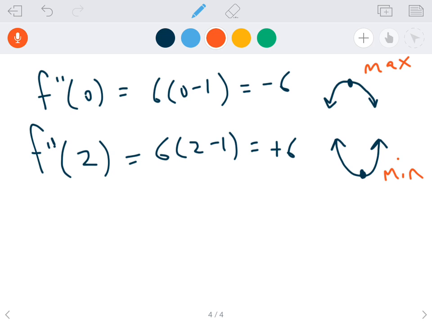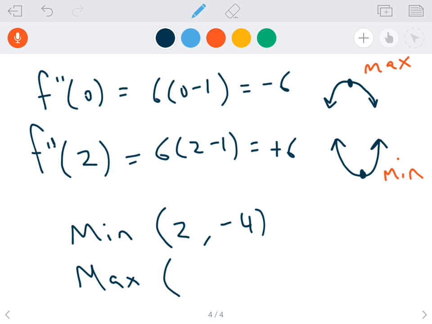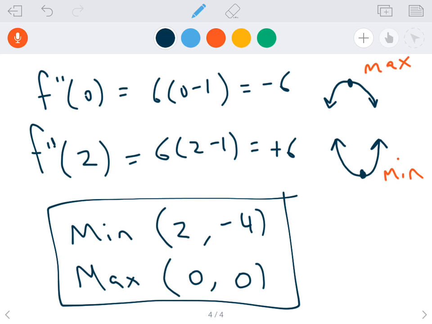Once again, I can't leave this for my answer. I need to list out the coordinate points. So my minimum occurs at an x value of 2. And if I plug 2 into the original function, I'll get 8 minus 12, which is negative 4. And I have a max at an x value of 0. And if I plug 0 into the original function, I will get 0. And that's a good formal answer for the second part of the question.